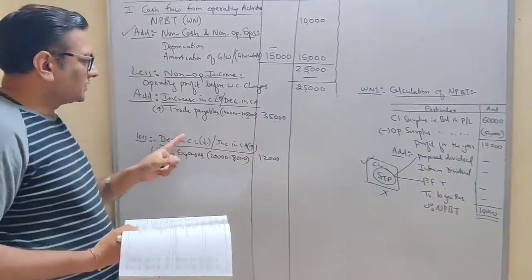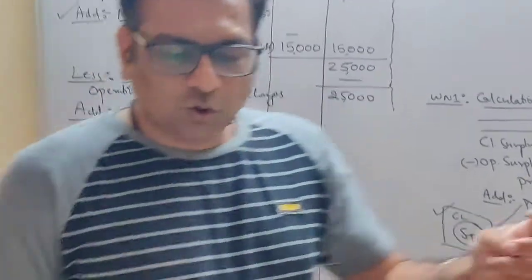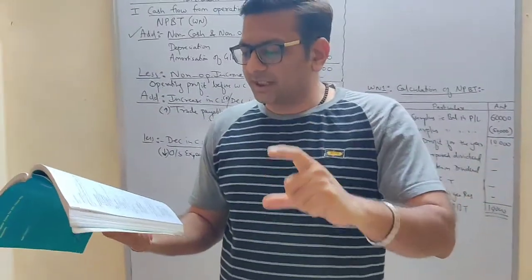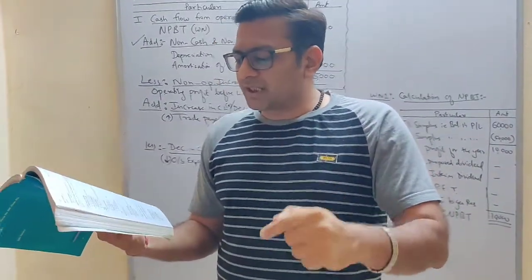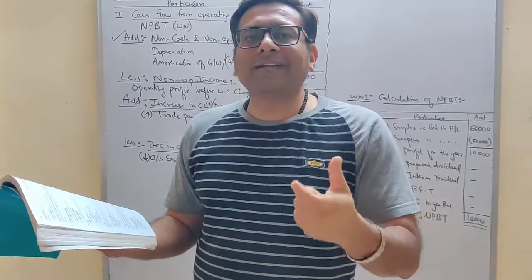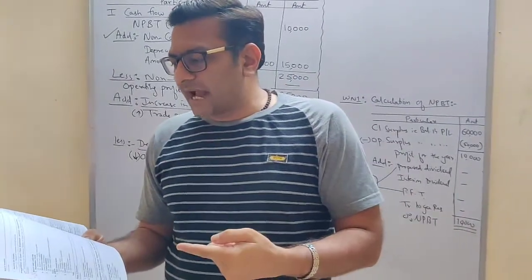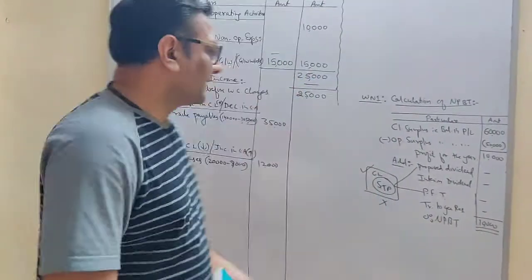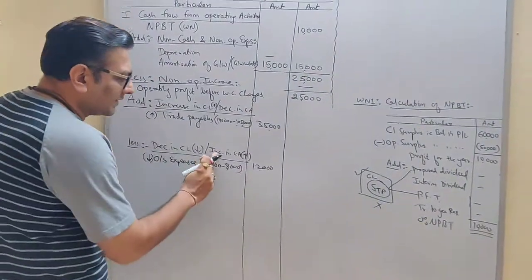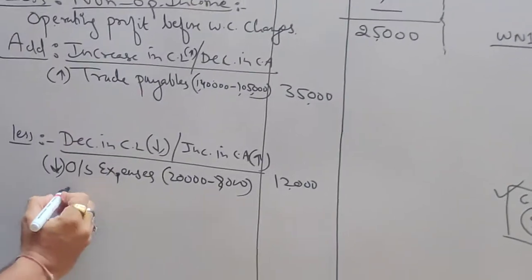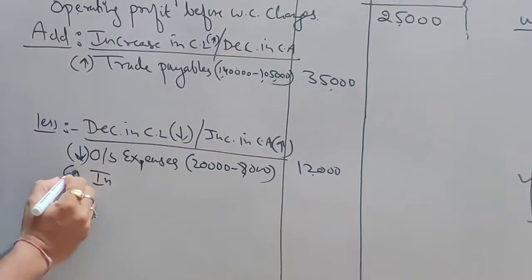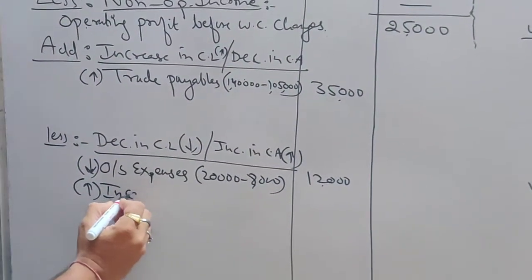Now check in the balance sheet current asset. So go on the asset side, students. Check the question. Under current asset they have given you inventories. Now inventories opening balance was 2 lakh and closing balance is 2 lakh 80. So it is increasing. Increase in current asset will go here.